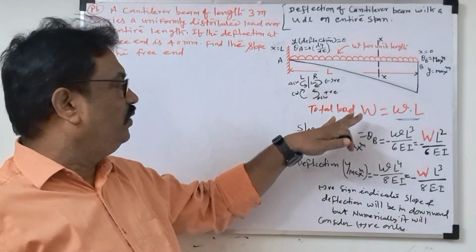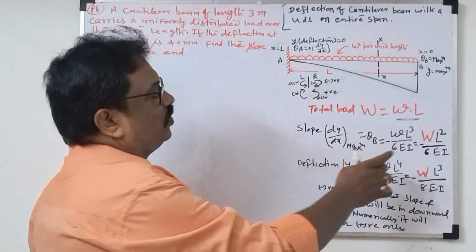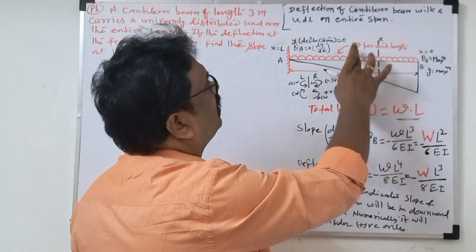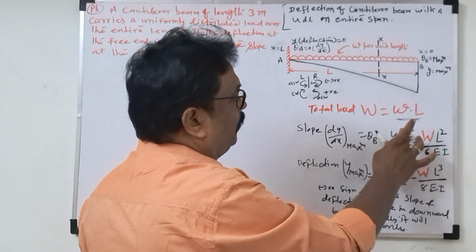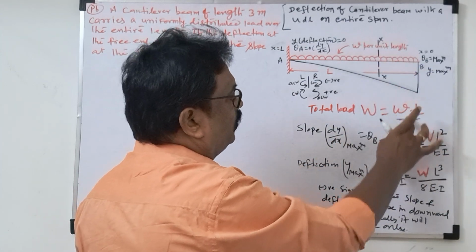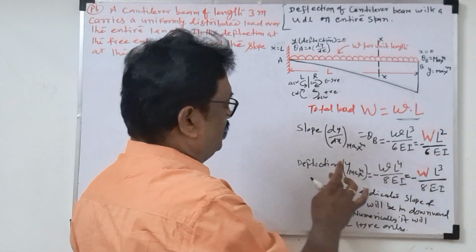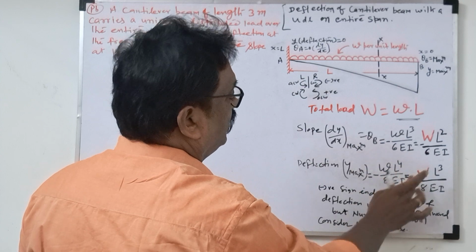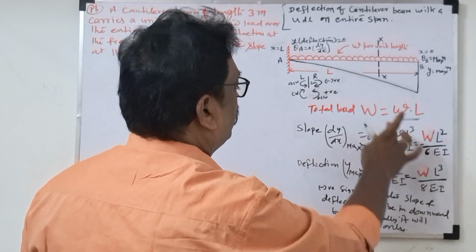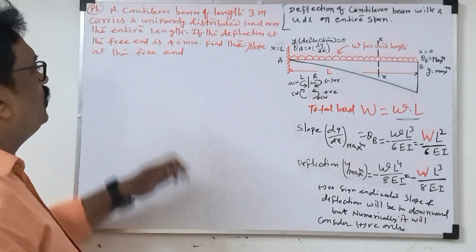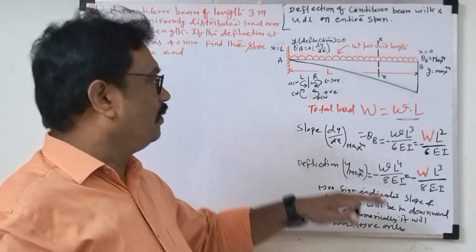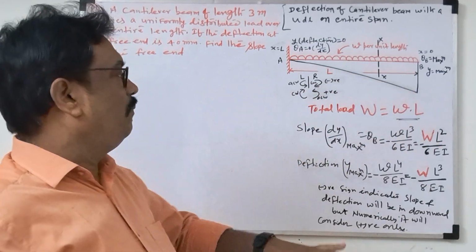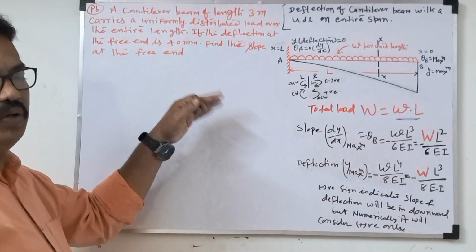And this derivation we already did, and after deriving, we got the slope equation: small w L cube by 6EI. Small w is nothing but w per unit length. If we take the total load W into L, it becomes capital W L square by 6EI. Similarly, the deflection is small w L power 4 by 8EI, and capital W L cube by 8EI, where capital W is equal to w into L. Once we solve the problem, we will not take this negative sign, because the negative sign indicates that the deflection and slope are below the beam. But when we consider problems, we do not write the negative.